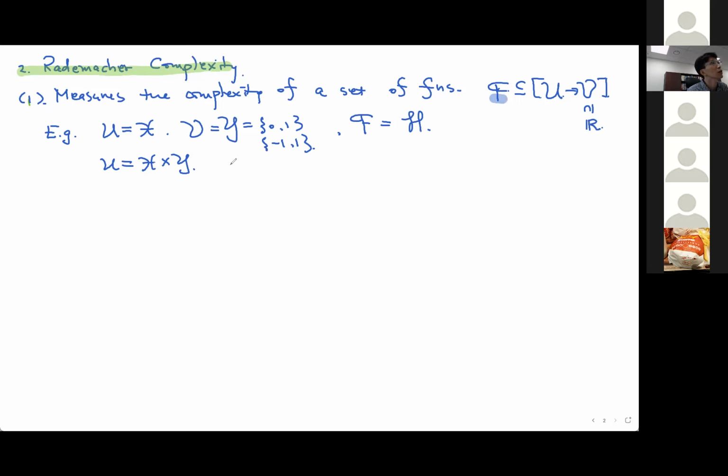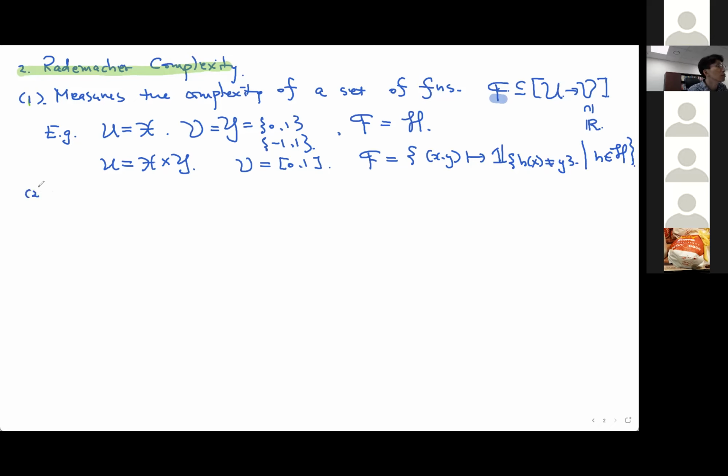So U can be X times Y, and then V can be just values in the interval 0 to 1. And then F is induced from H by the following function. You take x and y. It's a function that takes x and y and returns the indicator where h of x is not equal to y. It will return 1, otherwise return 0. And this function is determined by h, and h is coming from the hypothesis set H. So the F in the second example is not exactly the hypothesis set, but it's something related. Okay, but this Rademacher complexity applies to any set of functions.